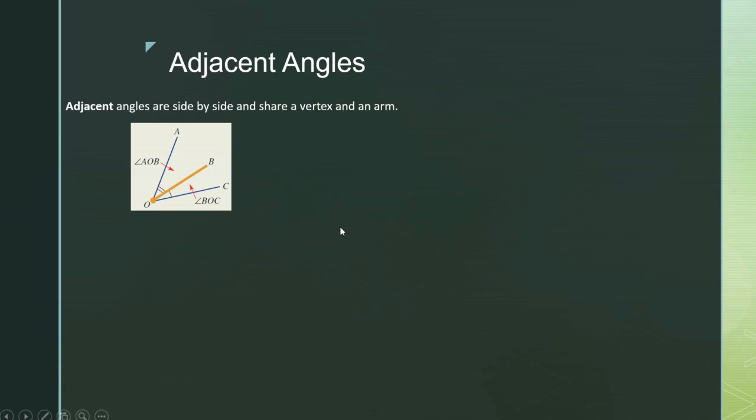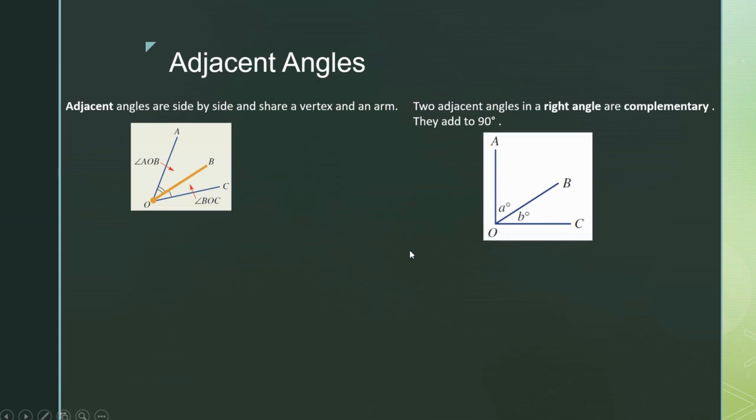Now when we have adjacent angles, sometimes we have special adjacent angles, such as two adjacent angles in a right angle. They add up to 90 degrees, and so the word for that is that they are complementary. So complementary angles are two angles that add to 90 degrees, and we see them in a right angle. So here we have these two angles. We are told, we believe that AOC is a right angle, so if AOC is a right angle, then angle A plus angle B will equal 90 degrees.